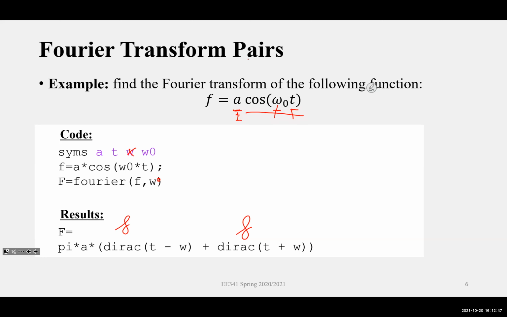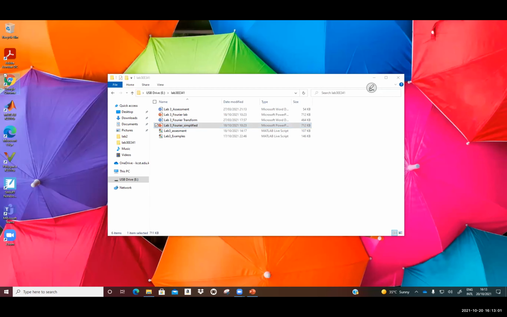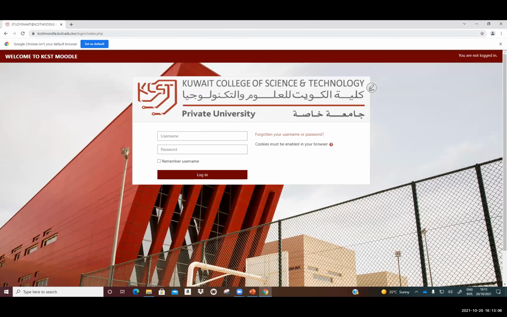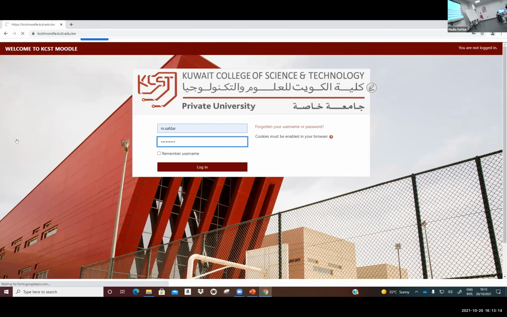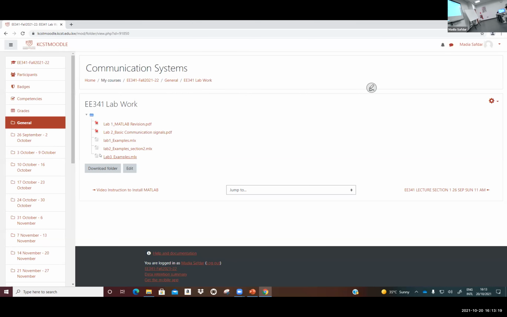Miss, where is the file? I didn't get the file in the model. It is there. Wait, I show you. If you go to the Moodle 341, come here, lab 3 examples. Okay. Download this and start working on it.